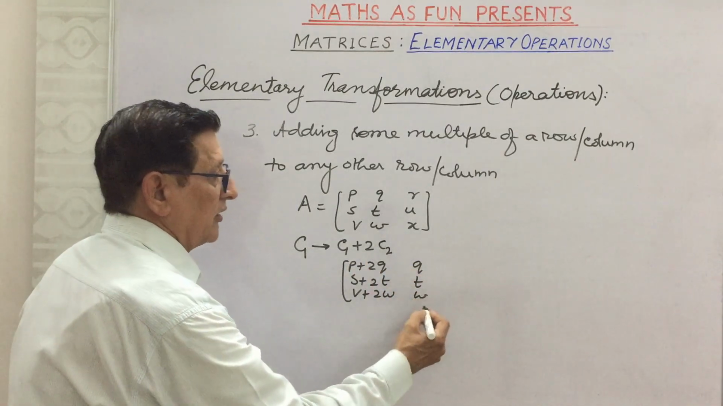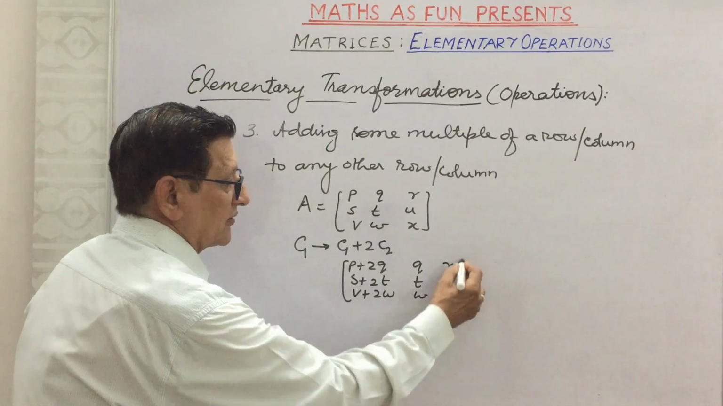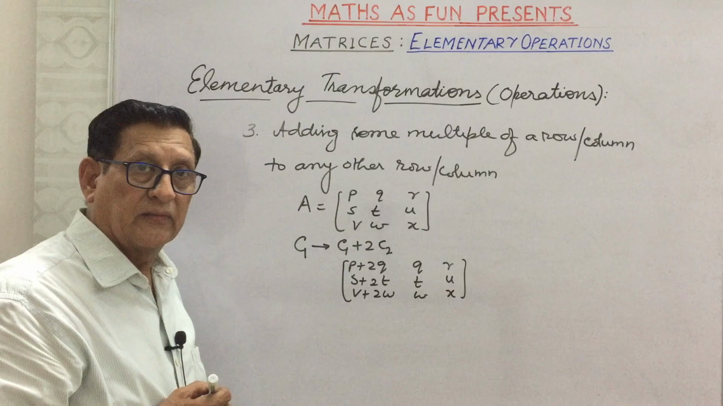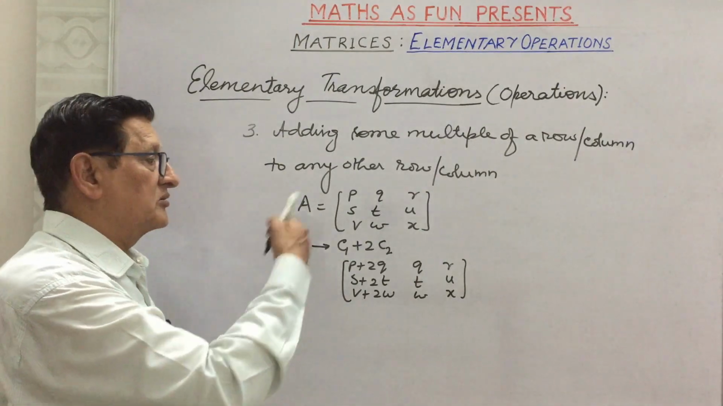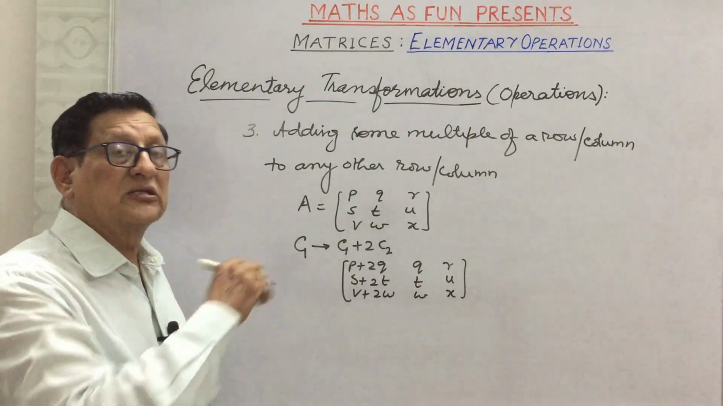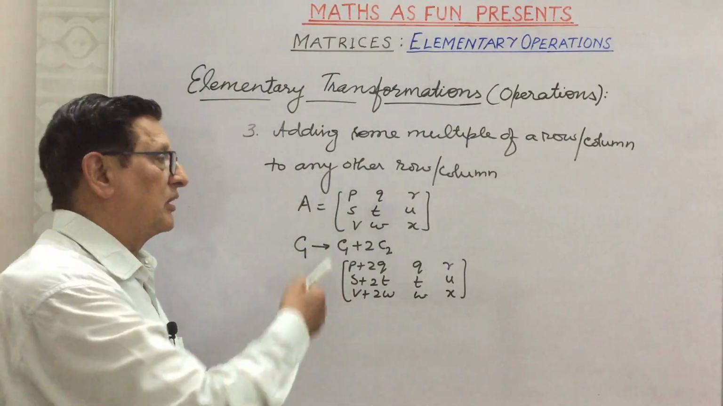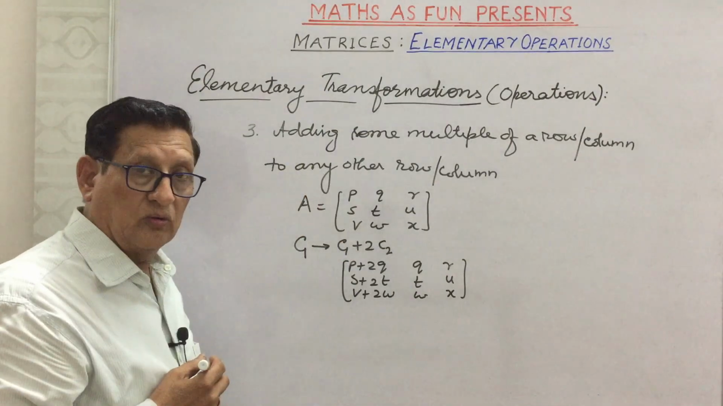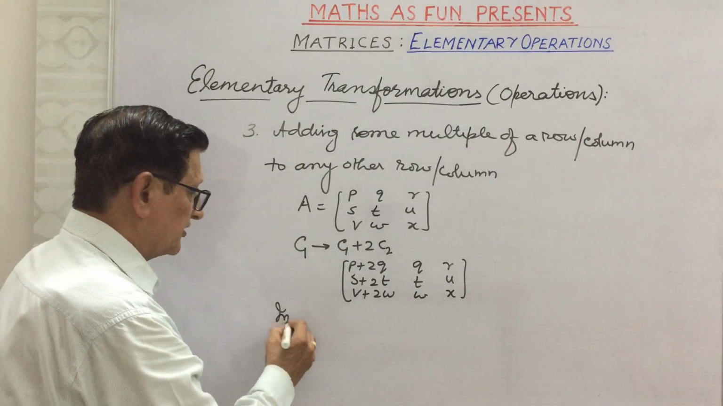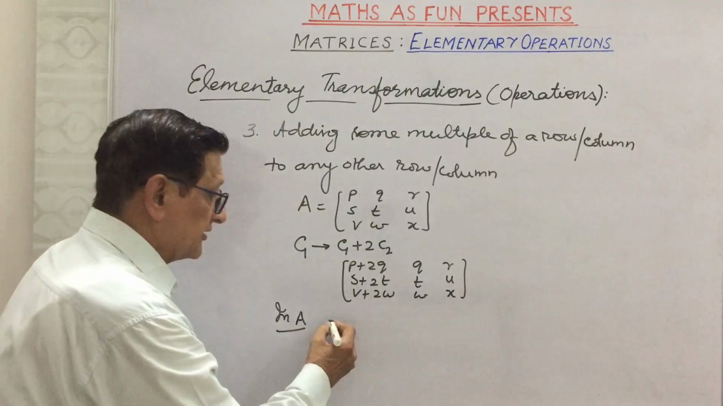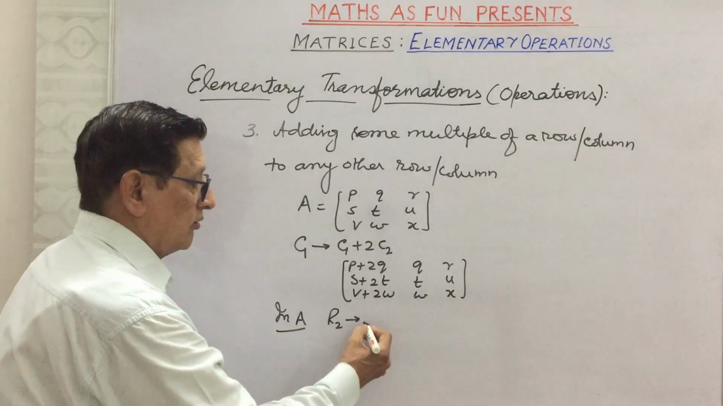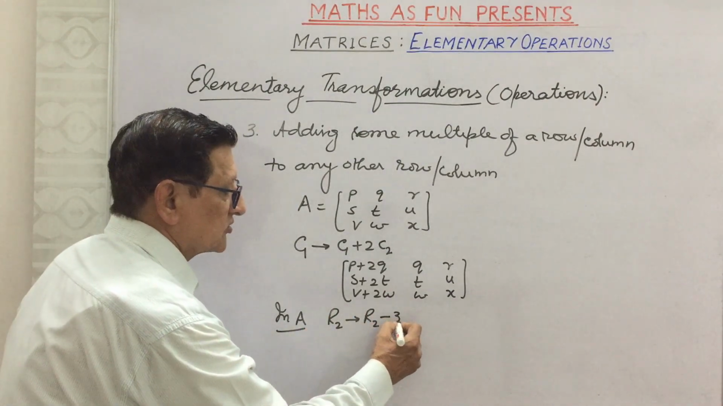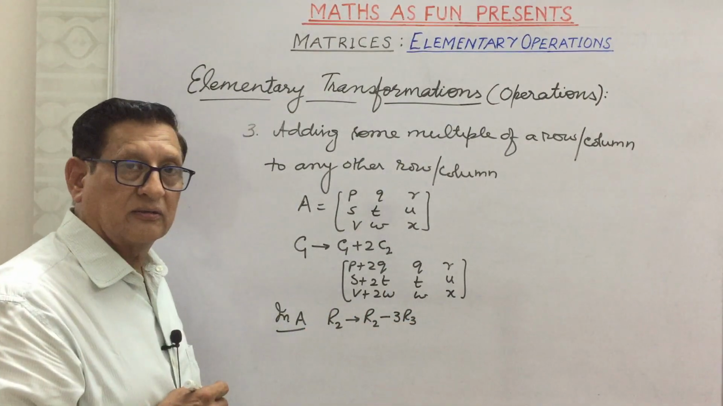Q, T, W, R, U, X. The second and third column will remain same. Suppose we want to perform the operation in the rows. At this time we want to subtract some multiple of row 3 from row 2. We want to perform the operation in A only, and that is row 2. The operation is row 2 minus thrice of row 3.